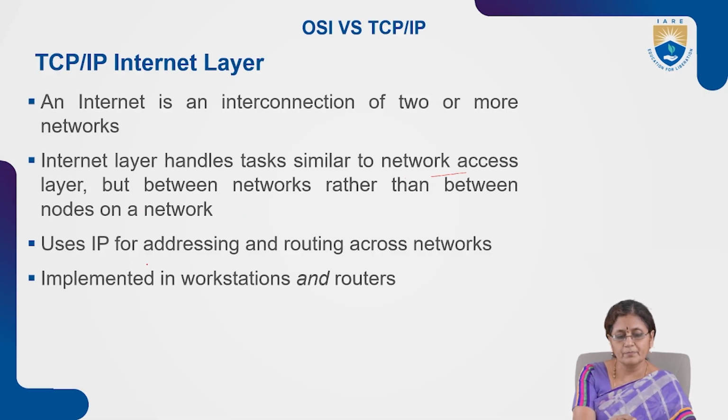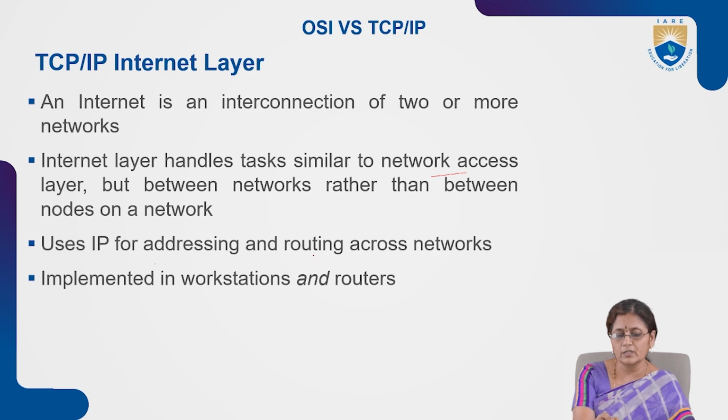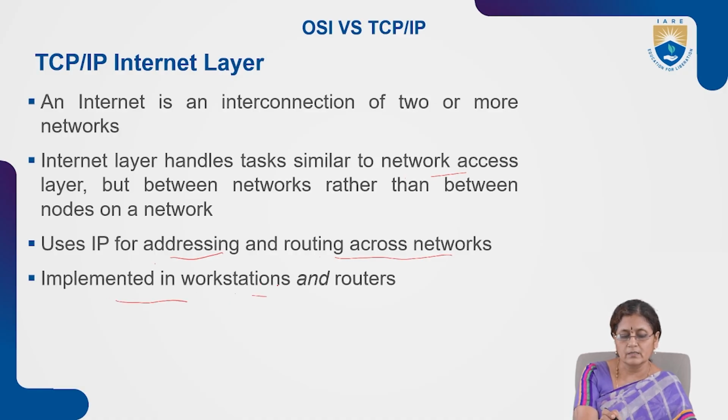It uses IP for addressing and routing across networks. The purpose of IP, the Internet Protocol, is addressing and then routing. Routing means sending packets from one place to another place. It is used for addressing and also routing of packets across the networks. The internet layer services are implemented in workstations and routers also.